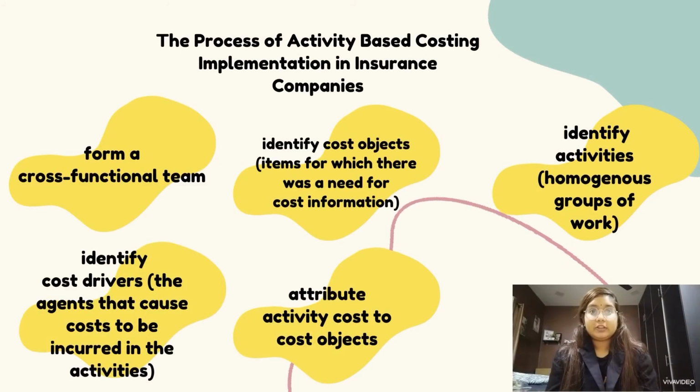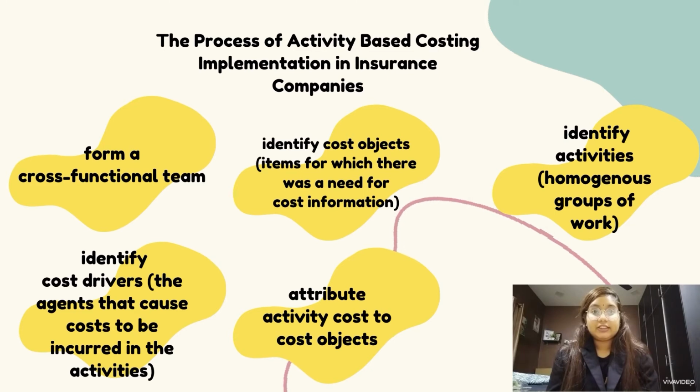Second is the process of activity-based costing implementation in insurance companies. The implementation of activity-based costing in service companies, and insurance companies as well, is usually carried out through the following phases. First is form a cross-functional team, identify cost objects, items for which there is a need for cost information, identify activities, identify cost drivers, attribute activity costs to objects.